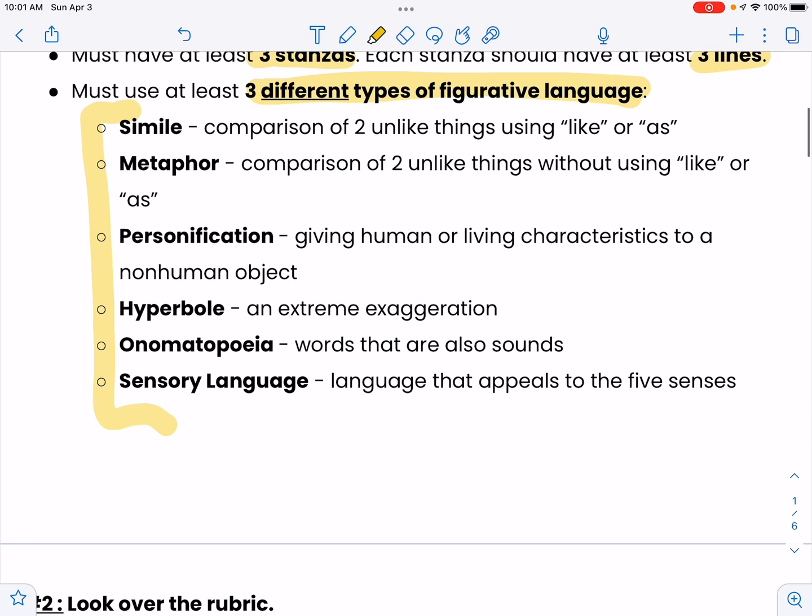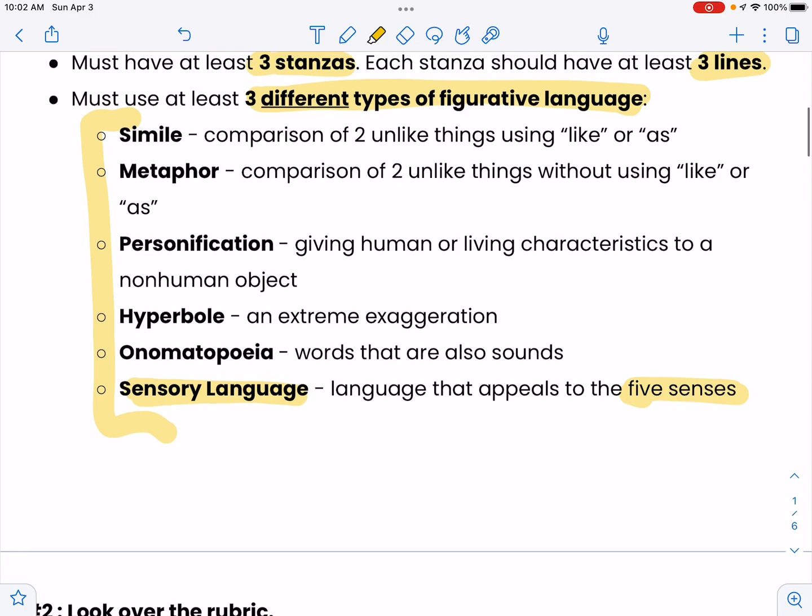The only one we didn't really annotate for was sensory language. And that's because you naturally do these things when you're writing, and it appeals to one of your 5 senses. So if you want to talk about visual things or taste or sense of smell, that could be one of your types of figurative language as well.